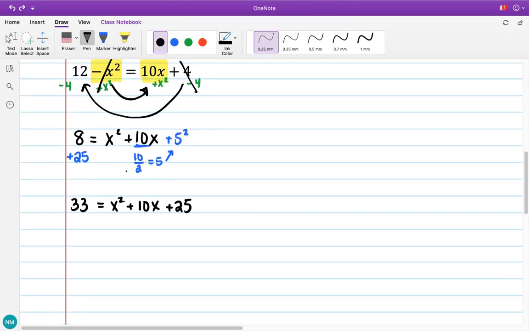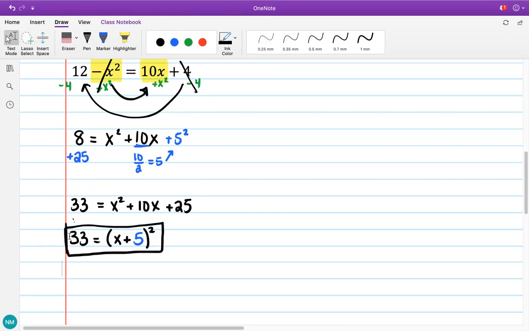And so we get 33 is equal to x plus 5 squared. And then you're done. That's just the completing the square portion of it.